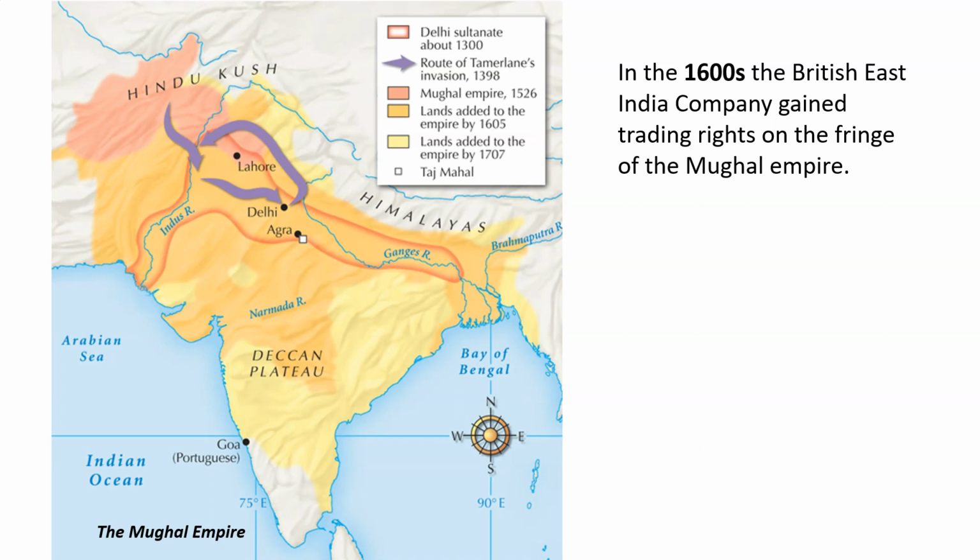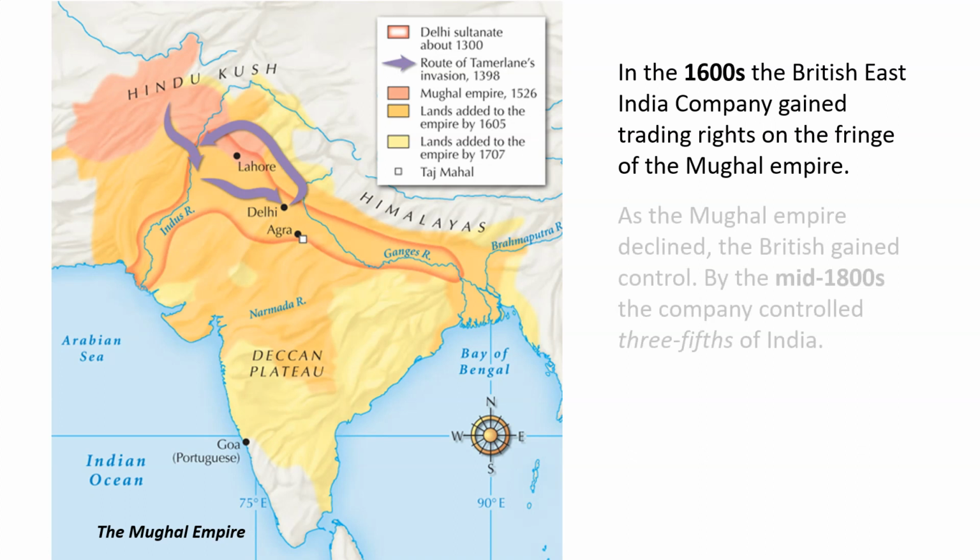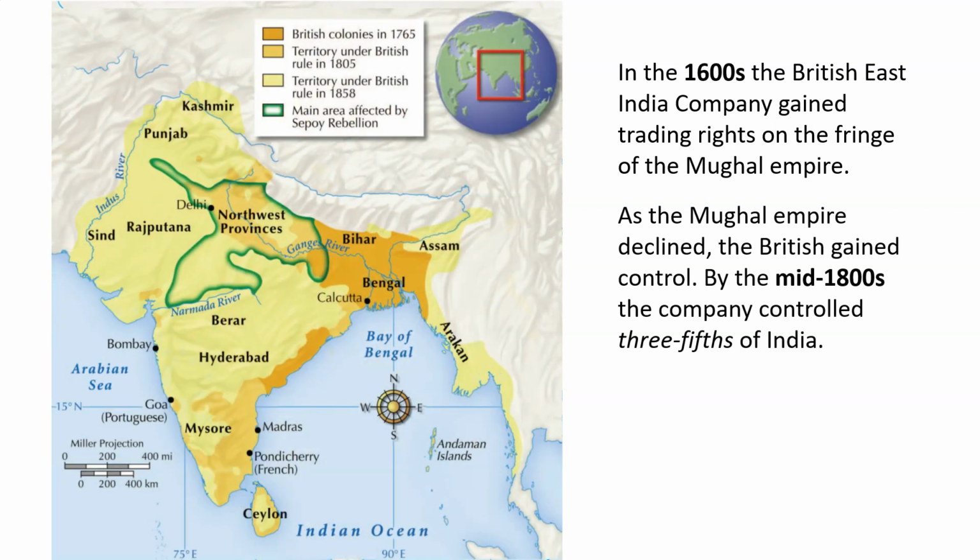And if you look at the map, you can see, actually we'll have a better map a little bit later, but you can see primarily on the coasts as early as the 1600s. As the Mughal Empire declines, and here's where you'll see it, the British increasingly gain control to the point where by the middle of the 1800s, the East India Company controls more than half of the territory in India.